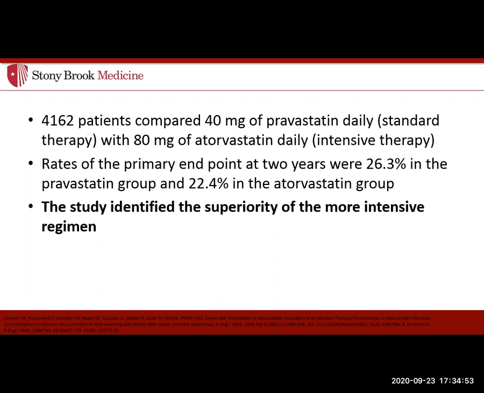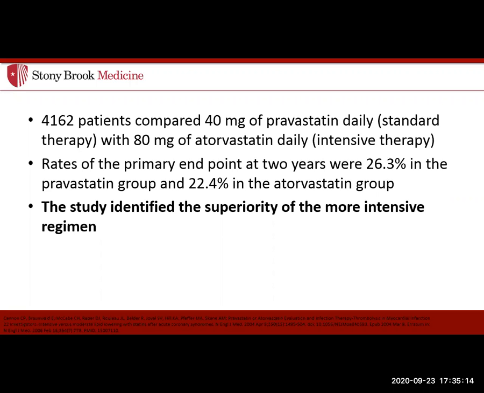But more importantly, this study identified the superiority of the more intensive statin regimen. So this is why we use high-intensity statins. We use our high-intensity atorvastatin and rosuvastatin because they will significantly reduce the rates of adverse cardiovascular events.